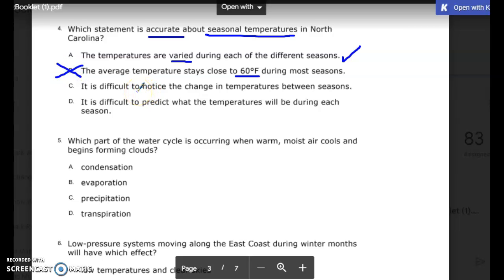It is difficult to notice the change. Wouldn't that be the exact same thing as B? If it was 60 degrees all year long, you wouldn't really notice any changes between the seasons. Mackie.